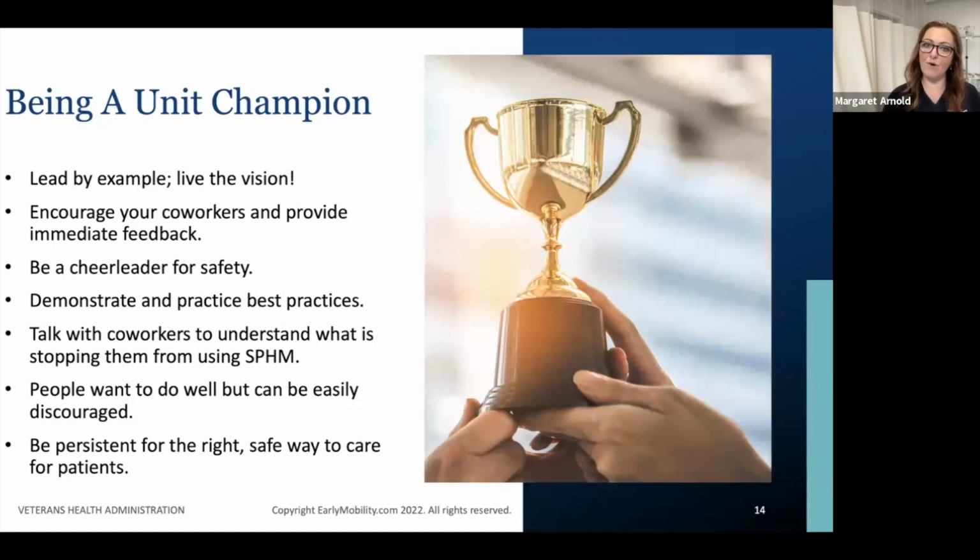Demonstrate and practice best practices. Talk with your co-workers to understand what's stopping them. If they are reluctant to use equipment, it's a good chance that they perhaps missed the training. They might have been there in person, but maybe they were exhausted from a 12-hour shift they just completed before training. Maybe they're coming off of night shift and trying to do training before they go home. Maybe they're wondering if their kids got breakfast or got on the school bus, or if they're working a day shift and then they're doing training afterwards.